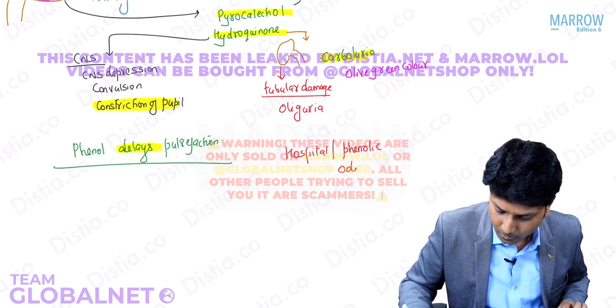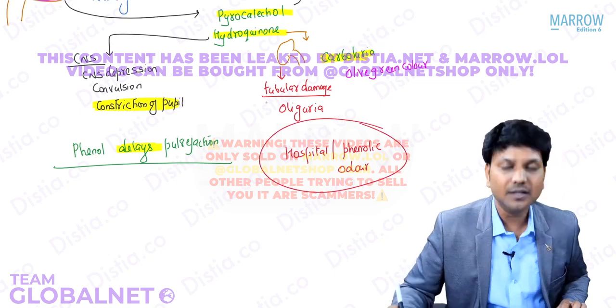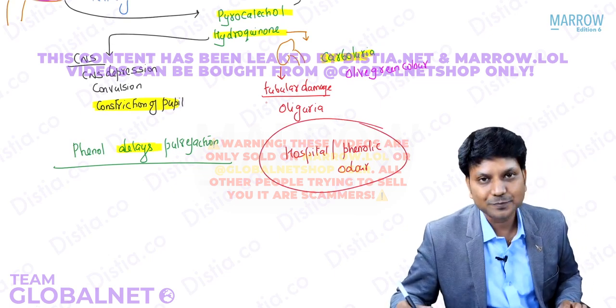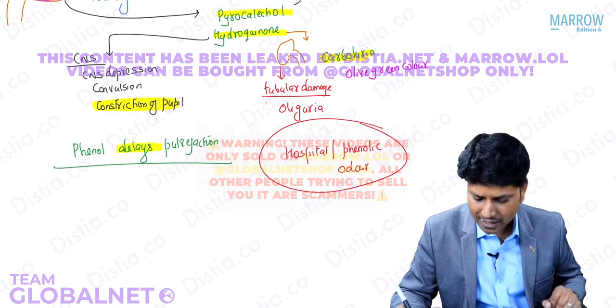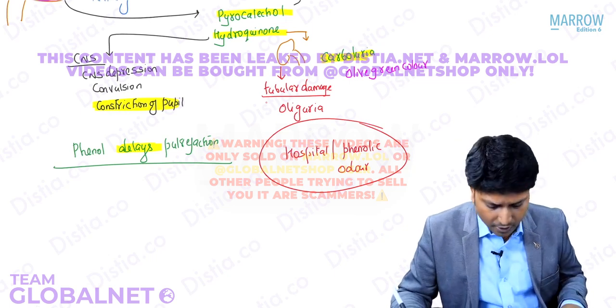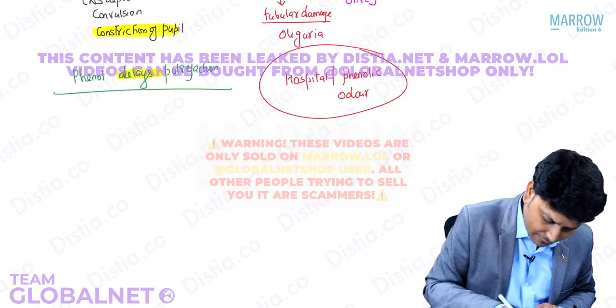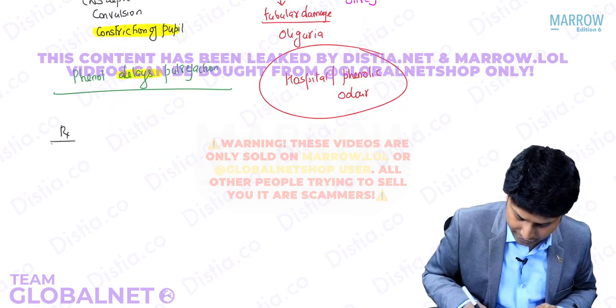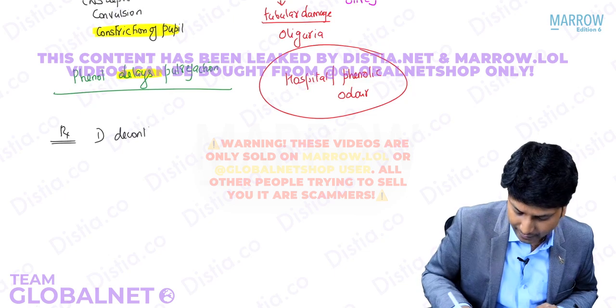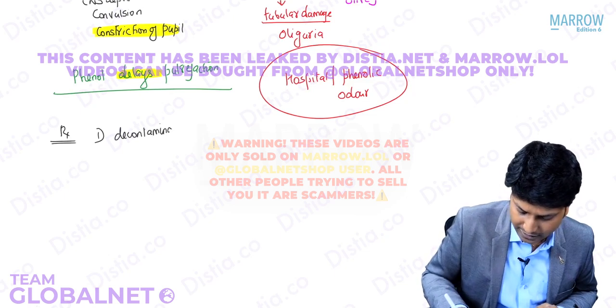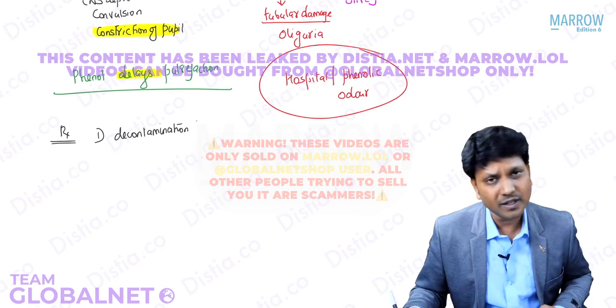Phenolic odor or hospital odor will typically be present in the patient, which you can easily find out. Dark color urine will also add importance to it. Suppose the patient has come with poisoning and you want to treat this condition, how can you treat? The first one is decontamination. I told you, normally we give gastric lavage in all poisoning.